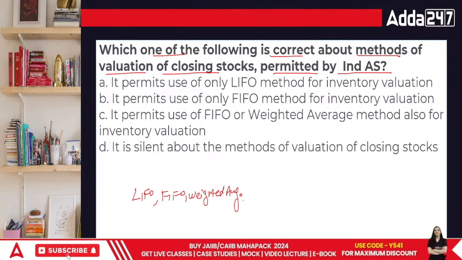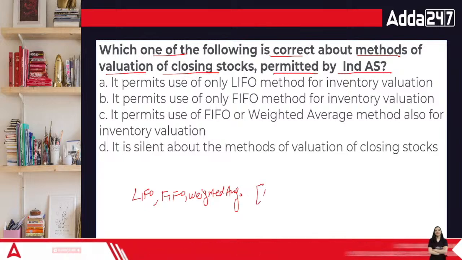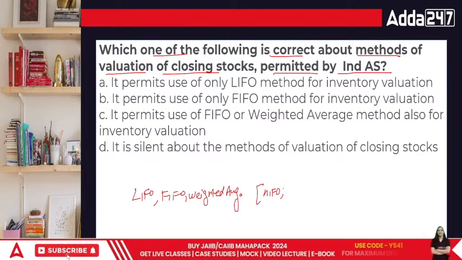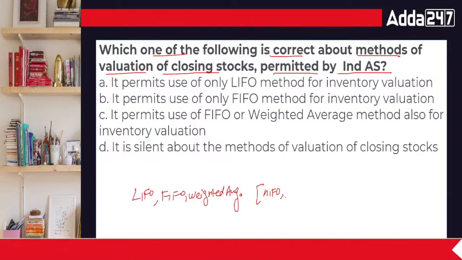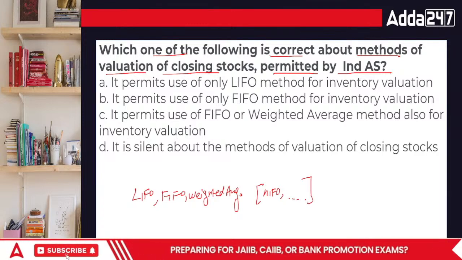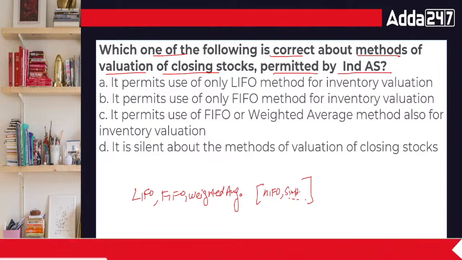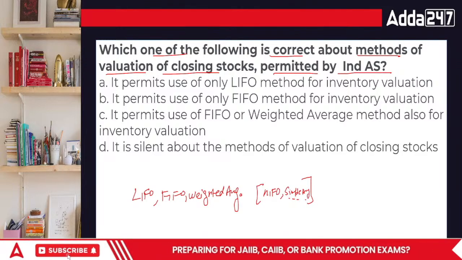LIFO, FIFO, weighted average. There are many other methods as well. HIFO, that is highest in, first out. I think there are almost 10, 11 more methods other than HIFO. There is still a lot of other methods. The simple average based, this is weighted average. There is simple average as well. There are other different methods which are used.